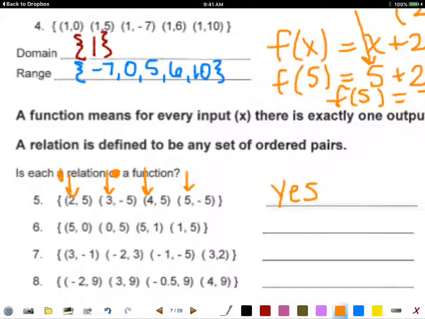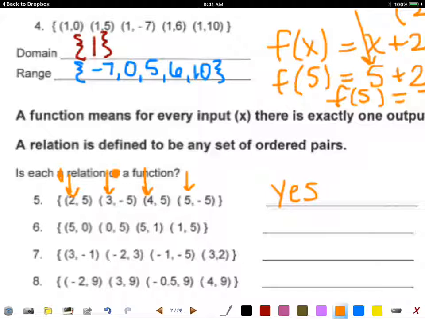It is a function because 2 is only going to 5, 3 is only going to -5, 4 is only going to 5, and 5 is only going to -5. It doesn't matter about these -5s right here. We're not looking at the range. We're looking at the domain.